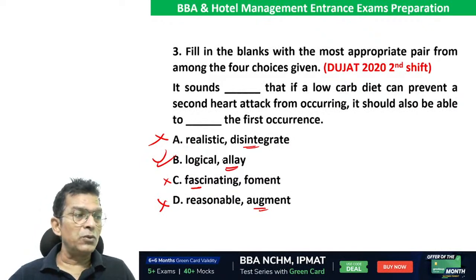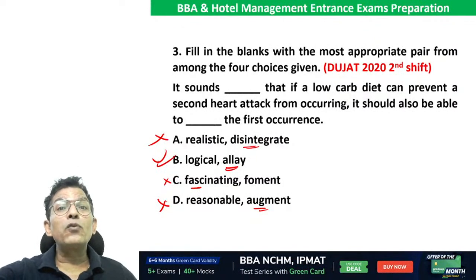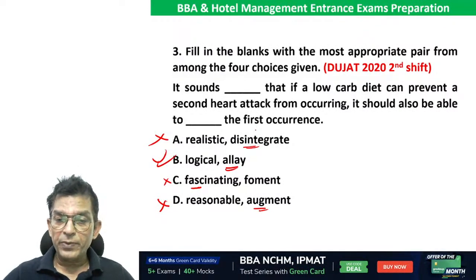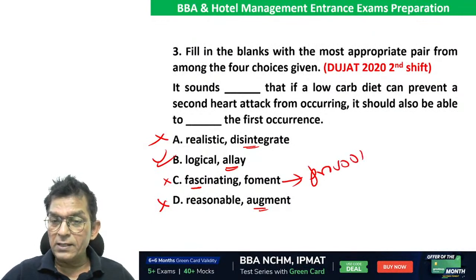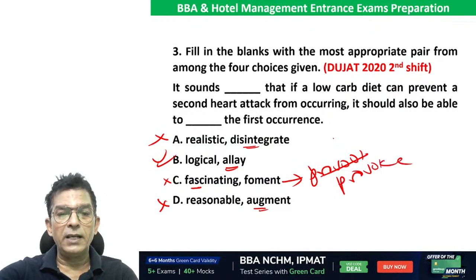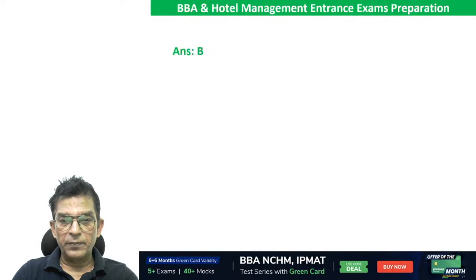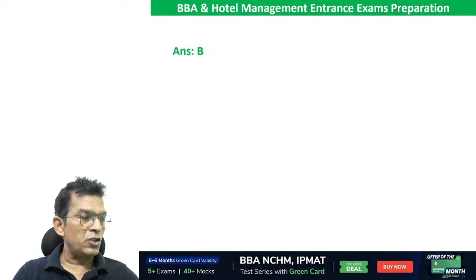Allay means to reduce. And foment is to provoke. Foment is provoke, incite. This actually means to provoke or to incite. Therefore, the correct answer is B. Absolutely, Diksha. Very, very nice. Very nicely done. Now, to the next question.